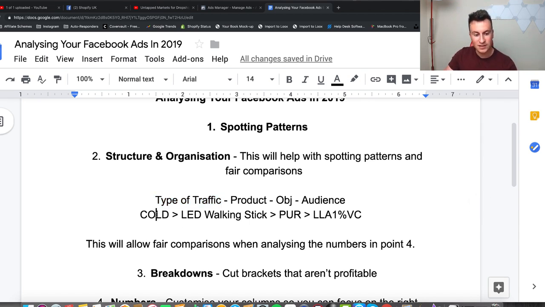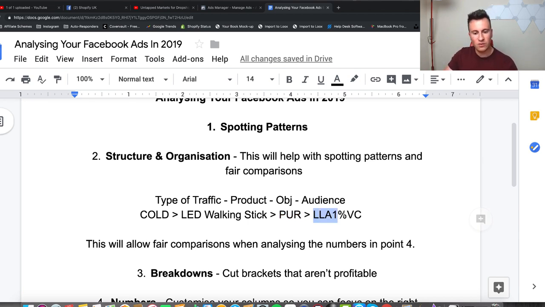So this is why you need to call it what kind of traffic it is. Is it cold traffic? Is it warm traffic? Is it hot traffic? Then I want you to call it by the actual product itself. If you're advertising loads of different products at a time, then you've got to make sure that you're comparing the same product against the same product in two different audiences. Then I want you to name it by the actual objective, because again, you can't compare a traffic campaign against a purchase campaign. The numbers are just not going to correlate whatsoever. So it's going to give you a false reading.